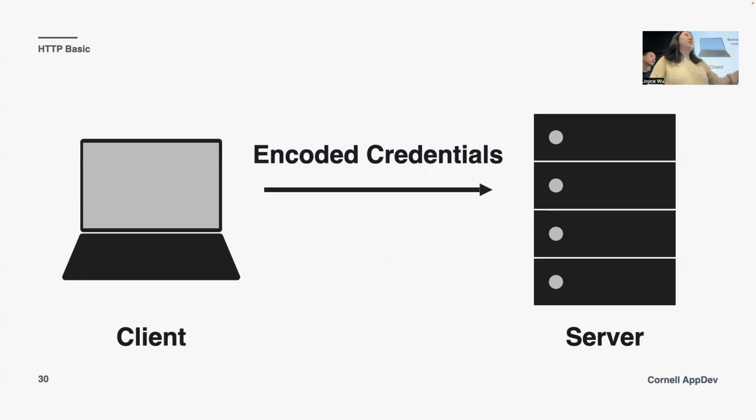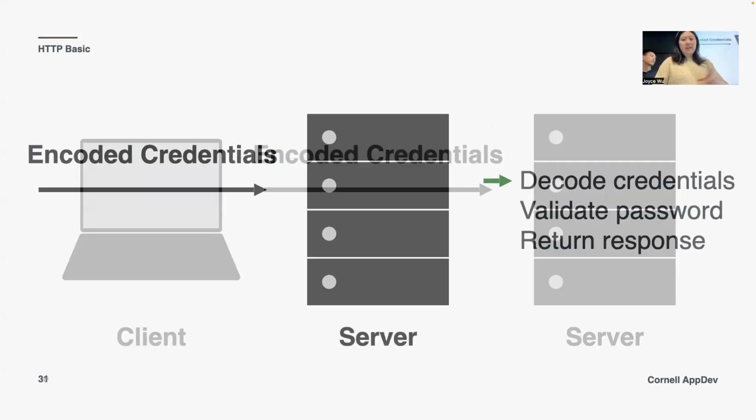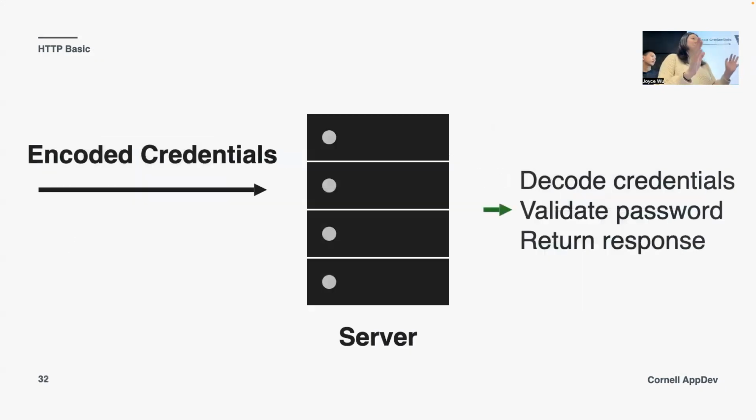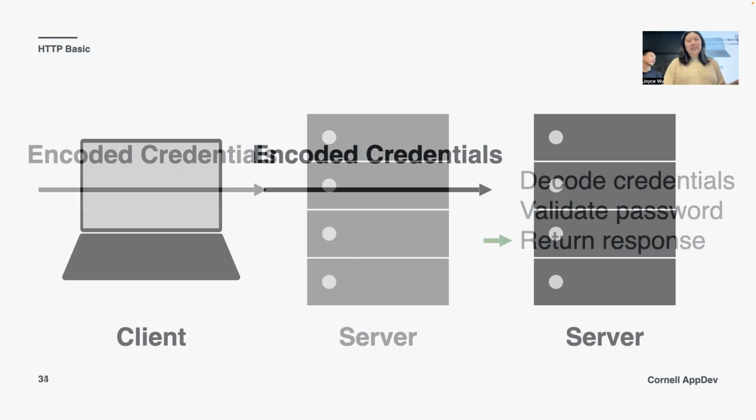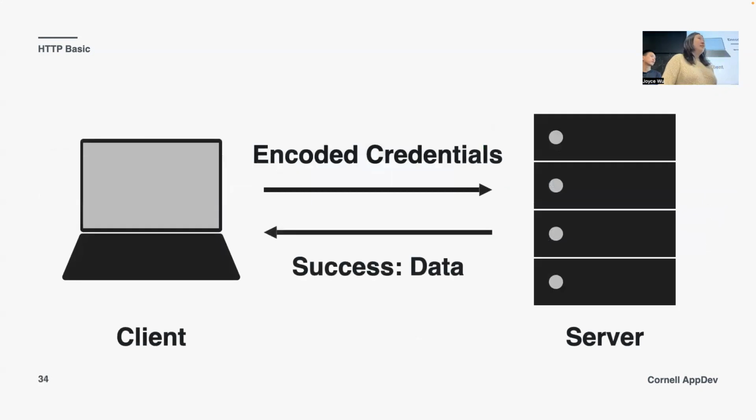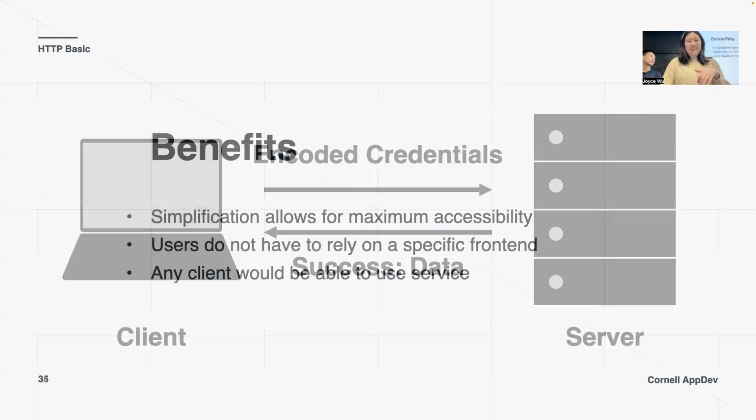And then whenever you make a request to the server, so let's say you're trying to send money on Venmo, you'll send those encoded credentials in the request header that you just saw, and then the server takes it, decodes it, validates the password from the decoded values, and if it's a success, then it'll return a success response. Otherwise, it'll return a failure if it doesn't match. And so that's how HTTP basic works.